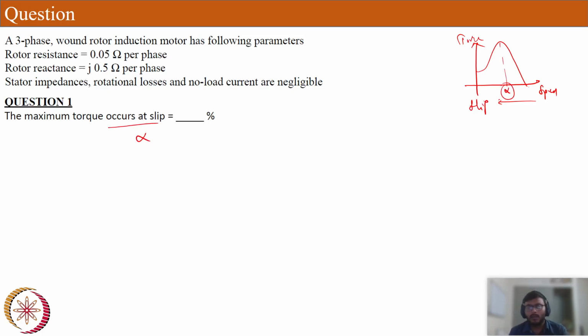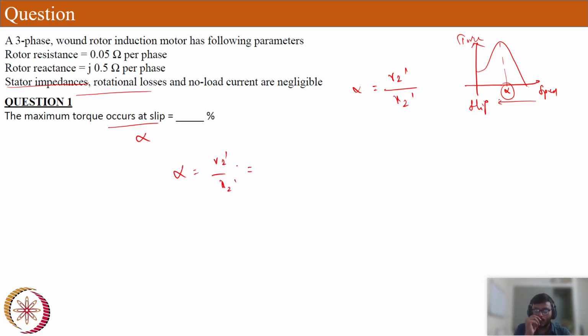Very simple problem, because it was already said that stator impedances and all are neglected. We know the formula for alpha is equal to rotor resistance by rotor reactance. Alpha is equal to R2 by X2. We have used this formula last week also, and we derived this formula 2 weeks back. So alpha is equal to R2' by X2'.